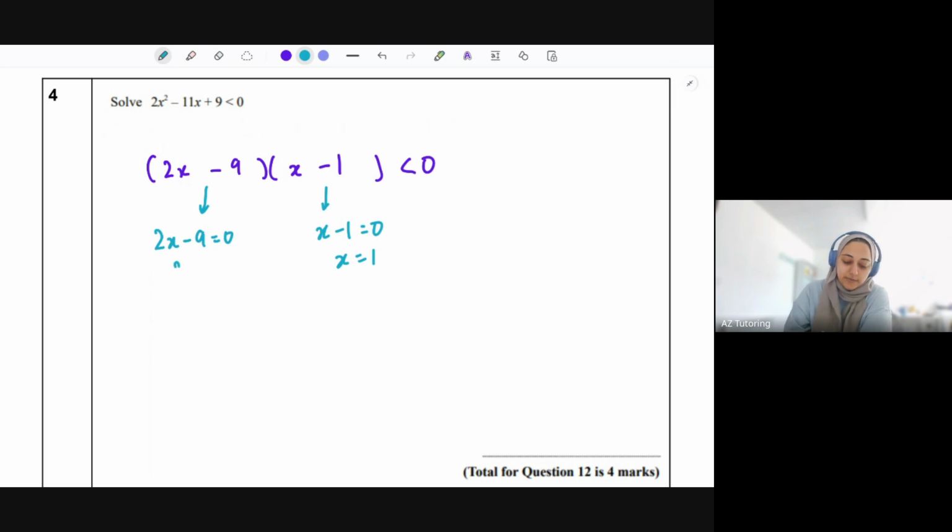I need to get x by itself. 2x equals 9 because I've brought minus 9 over to the other side. And then x just equals 9 over 2. So I'm dividing by 2. So we've got our two values of x. We've got x is 9 over 2 and x equals 1.